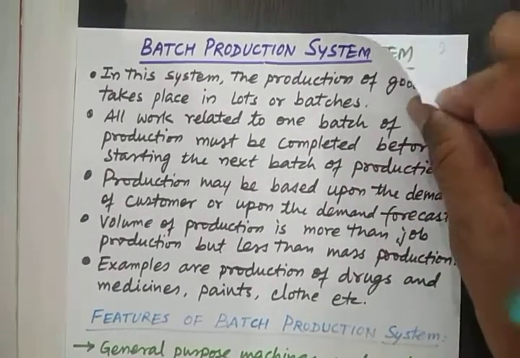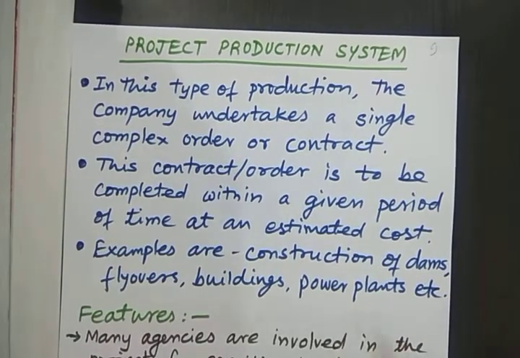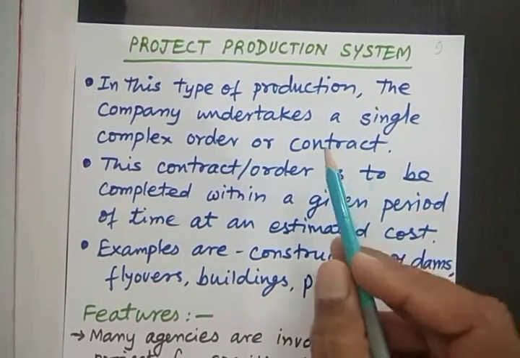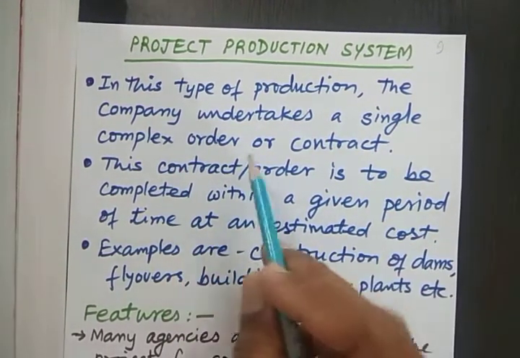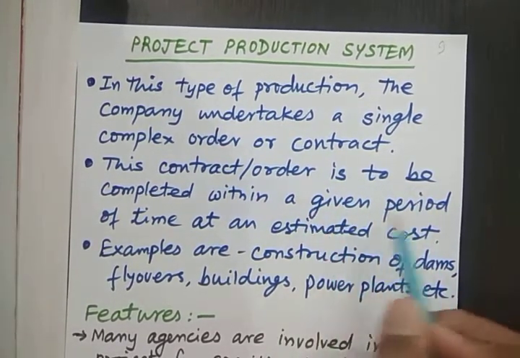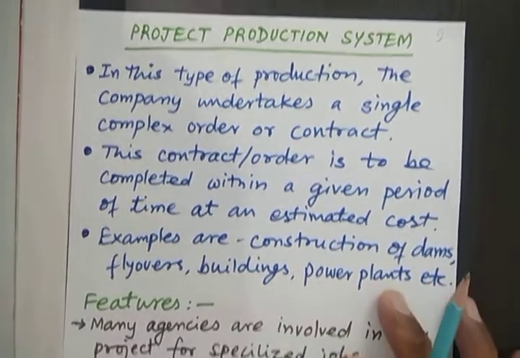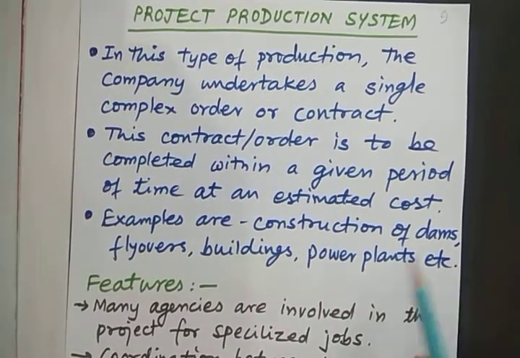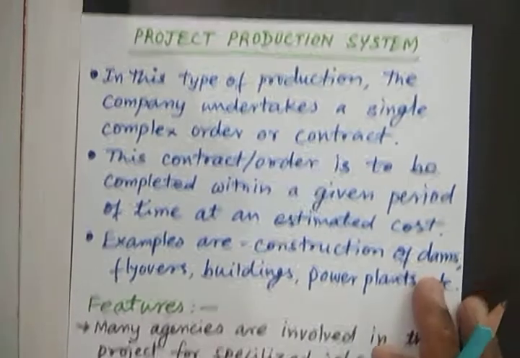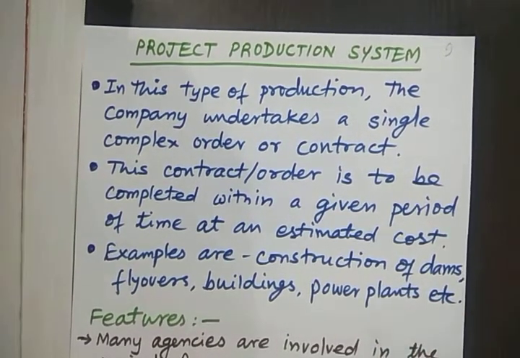Now the third intermittent production system is the project production system. In this type of production, the company undertakes a single complex order or contract. This contract order is to be completed within a given period of time at an estimated cost. Examples are construction of dams, flyovers, buildings, power plants, etc. So this is the intermittent production system, project production system.